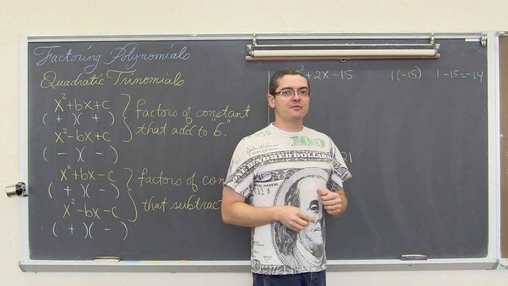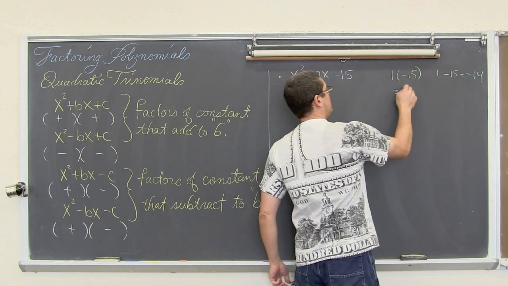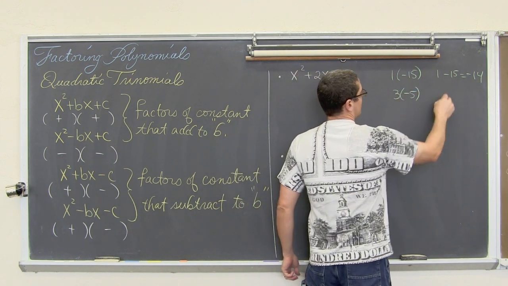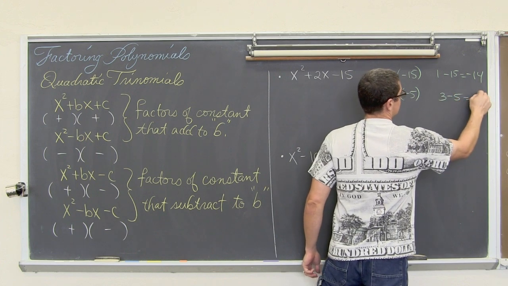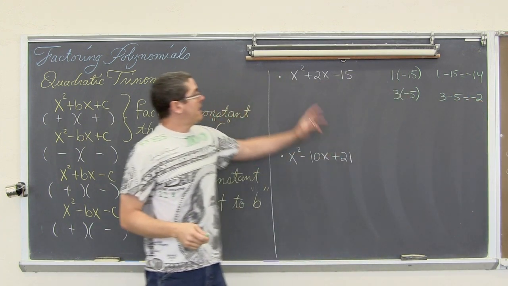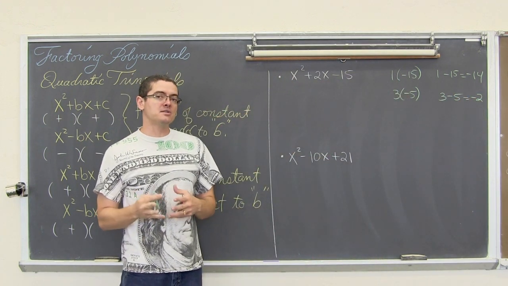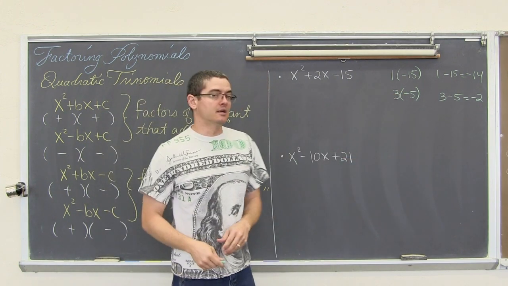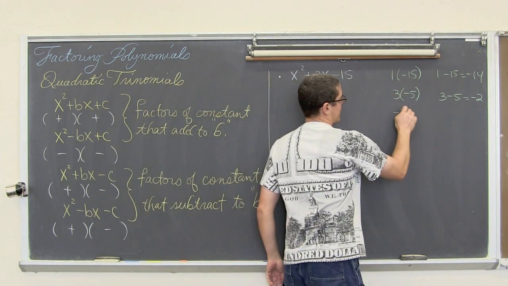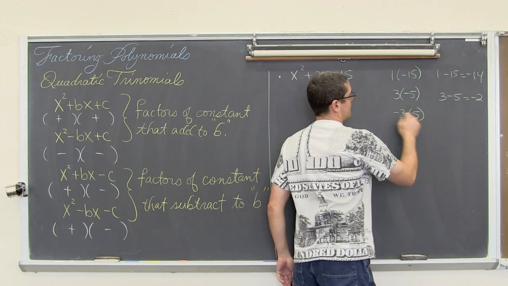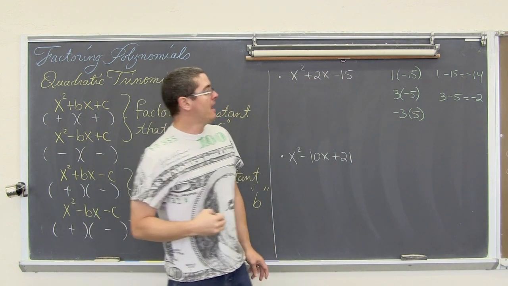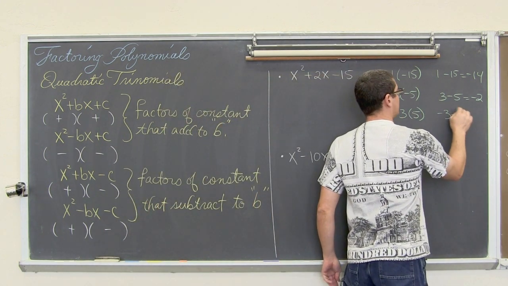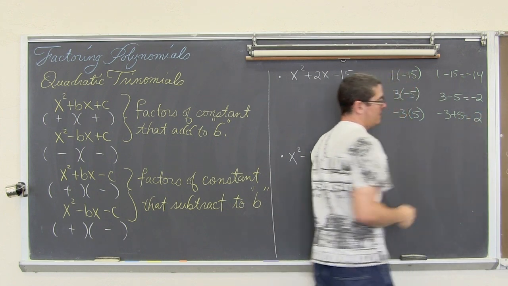Another set of factors for negative 15 are 3 and negative 5. Now, 3 minus 5 is equal to negative 2, and my middle term is positive 2. So I don't want the 5 to be negative, I want the 3 to be negative. And this is just academic here. Negative 3 times 5 is, of course, negative 15, and negative 3 plus 5 is equal to 2.